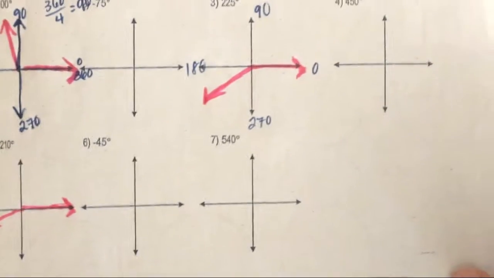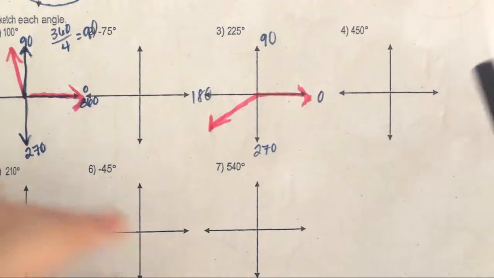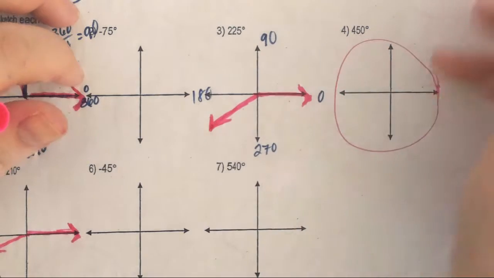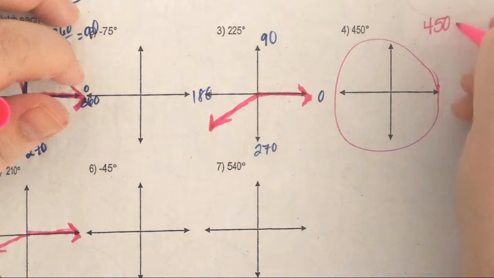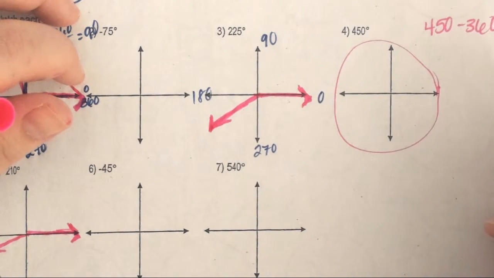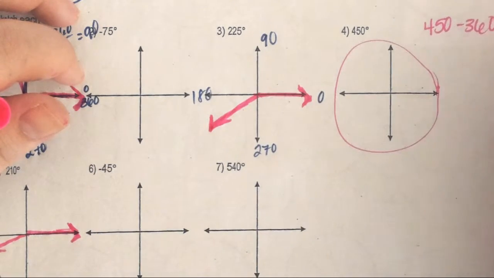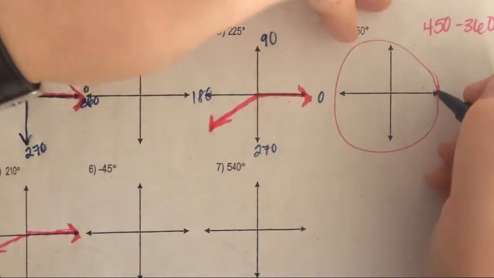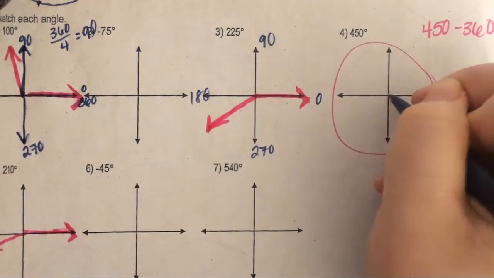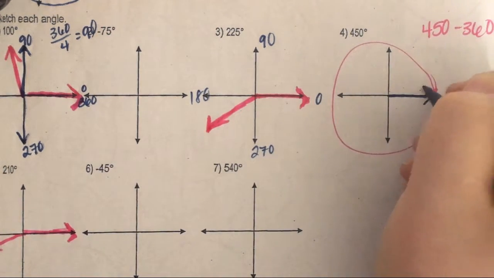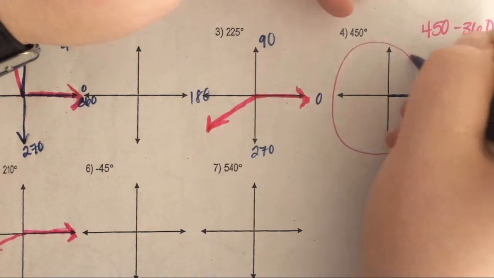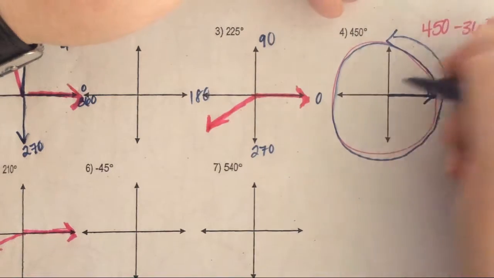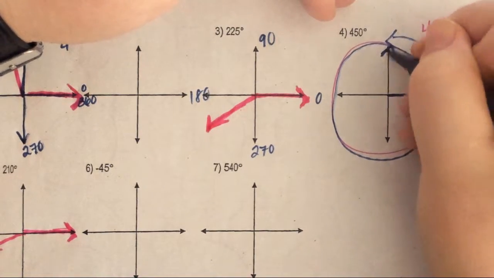So let's look at 4 and 7. On 7, they go 450, which means they went all the way around 360 degrees, and then they went some more. So 450 minus 360 is 90. So they went all the way around, and you can draw this with an arrow if you want to. I did that ugly. So my initial side was here, and I ended up going all the way around, and then I went even some more. So my terminal side is actually going to be here.